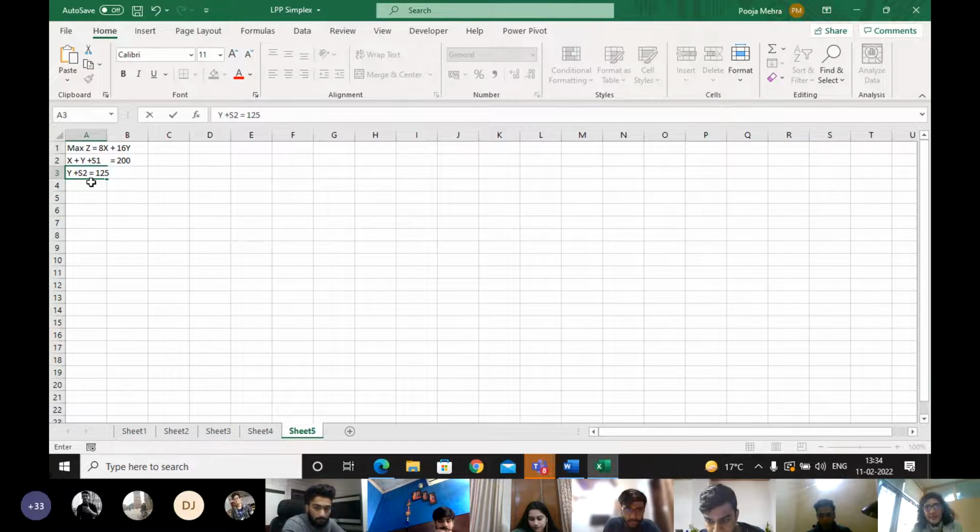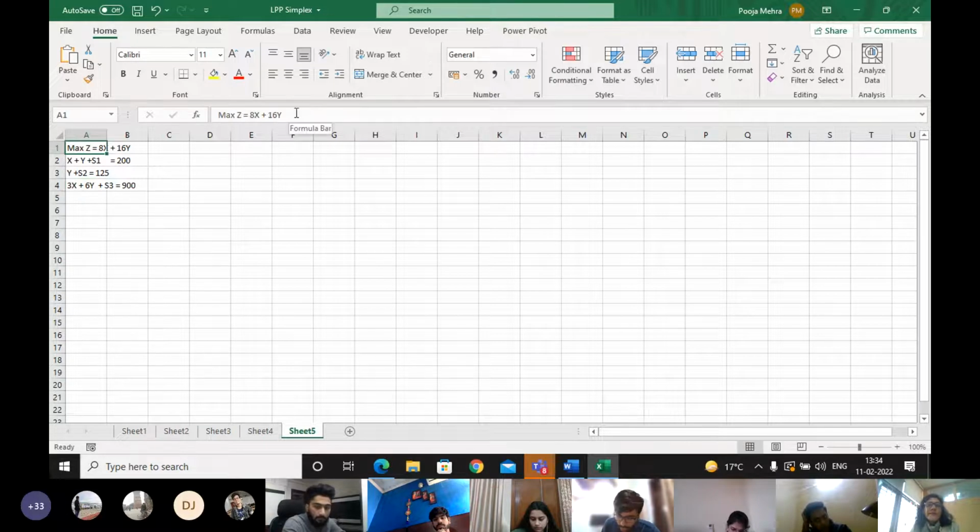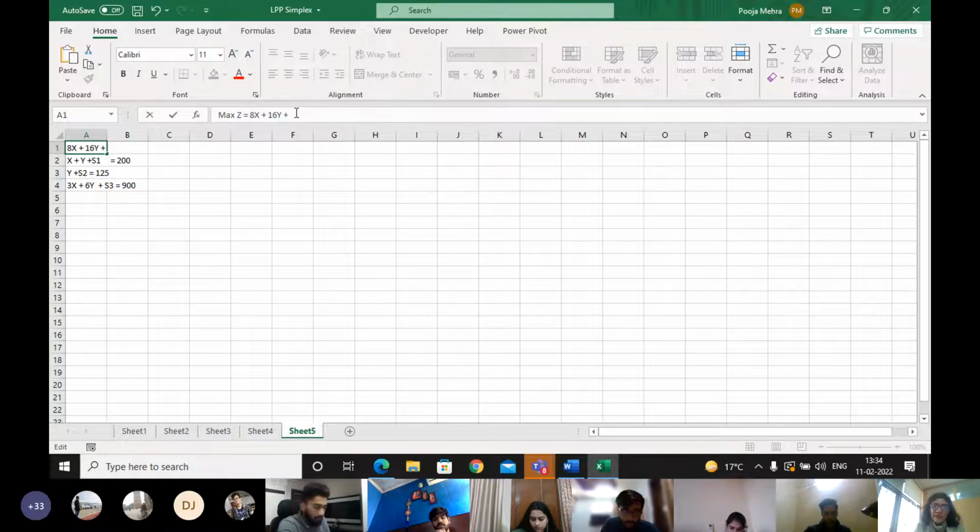Anything else? Ma'am, then the last one is 3x plus 6y is less than or equal to 900. So we'll put 3x plus 6y plus S3 is equal to 900. Is this also less than? Yes, ma'am, all three are less than or equal to. It is equal to which value? 900. And then the last one is the non-negativity, just a condition that x and y are greater than or equal to 0.